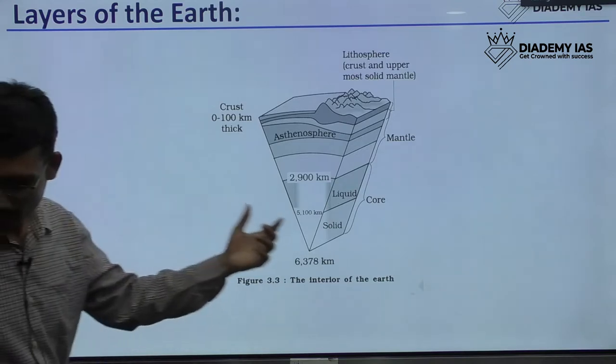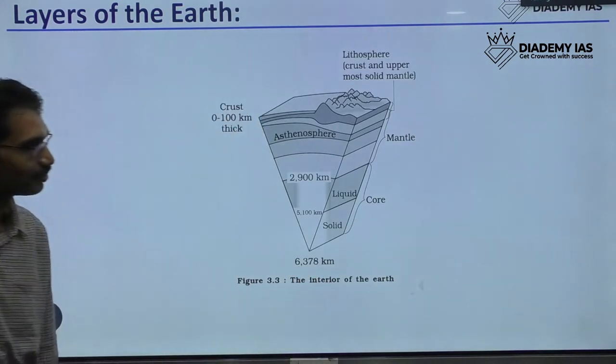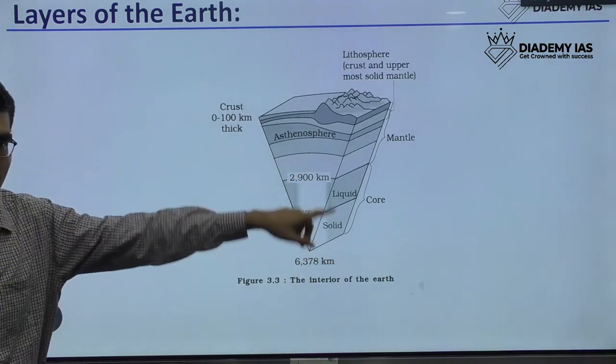Is it difficult, or should I draw a new one? Is it okay? Okay then. This is the NCERT picture only. Did you understand this?